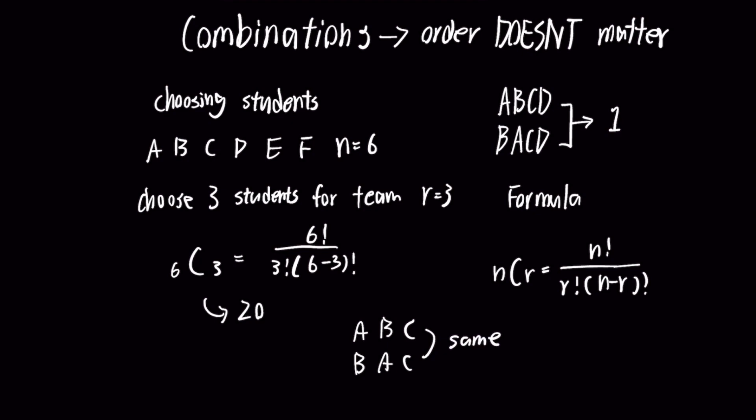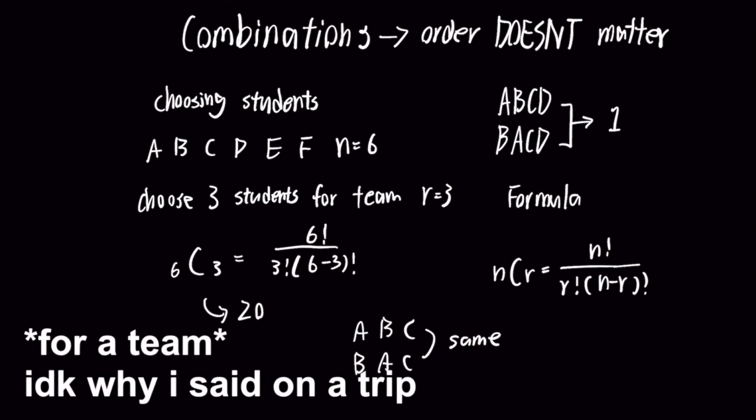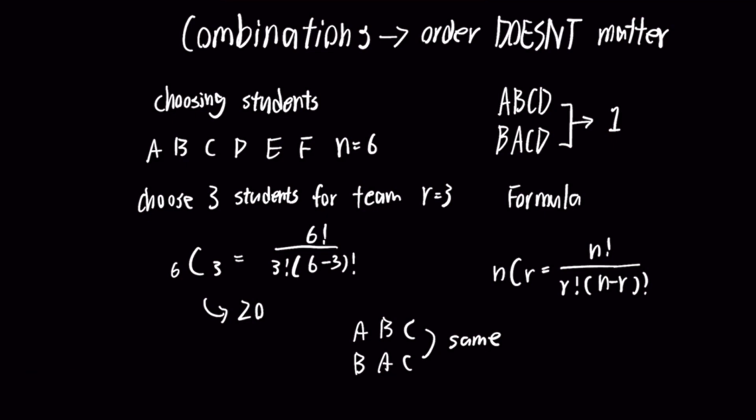It doesn't matter choosing student A and student B on a trip compared to choosing student B and student A on a trip, because it's the same thing. All you're doing is choosing 3 students from these 6 for a team. It doesn't matter which order you choose these students in because they're all chosen for the same team. So the order doesn't matter.